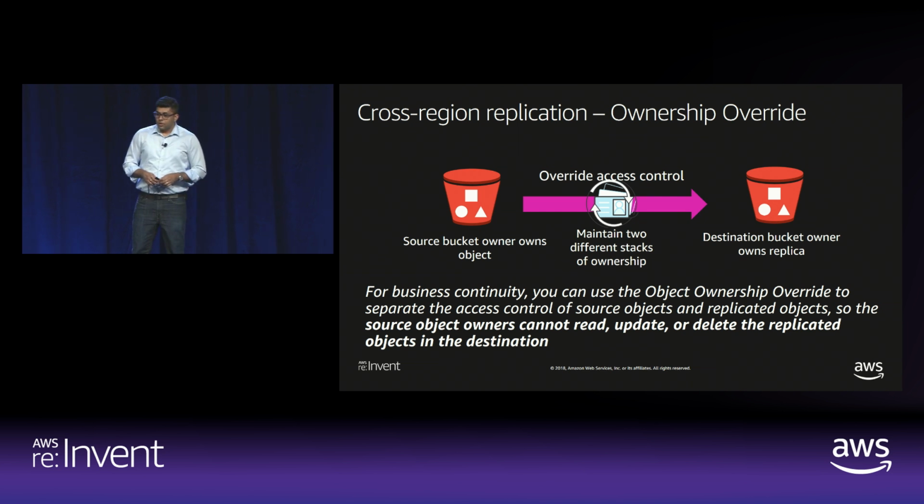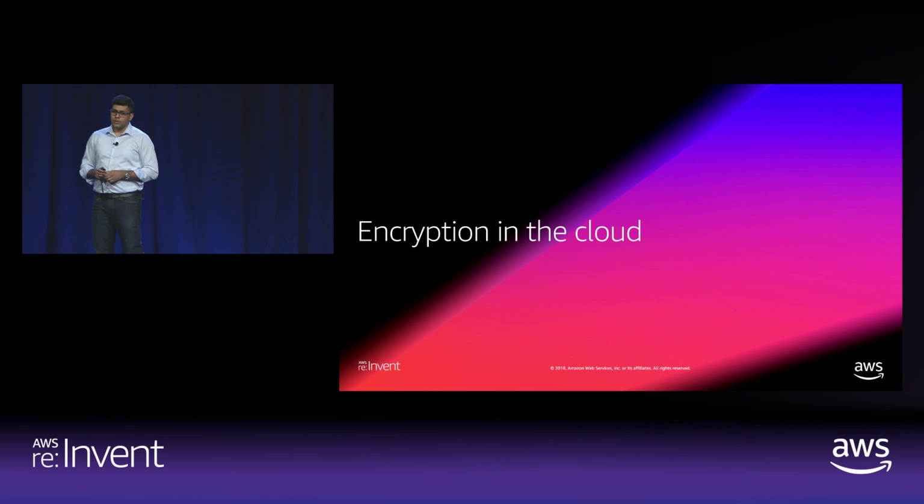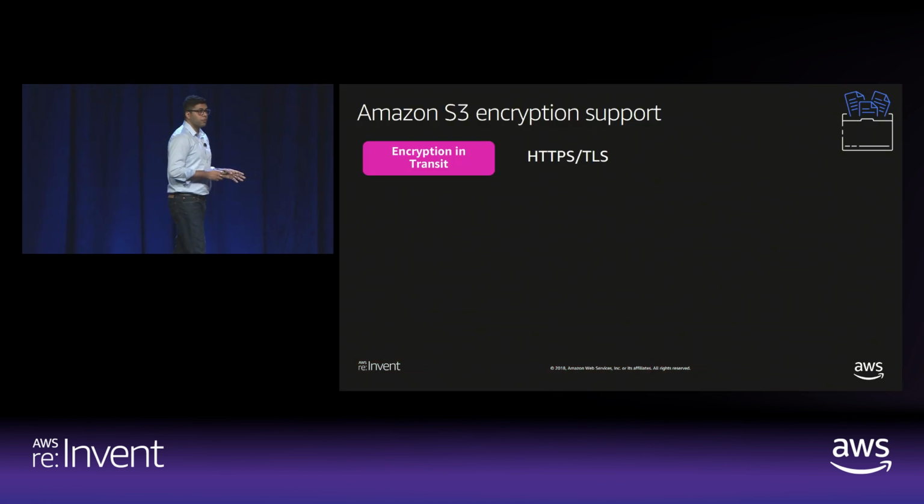Okay, so we're going to switch gears and talk about encryption in the cloud. Talking about AWS encryption, when your data is in transit, if you're using SDKs or CLI, we ensure that your data is protected with HTTPS and TLS. If you're not using the SDK or CLI and you want your custom applications to upload to S3, we highly recommend that you send it over with SSL or TLS.